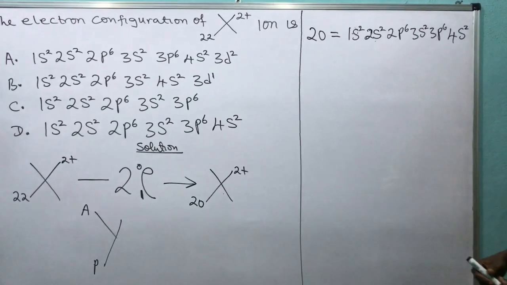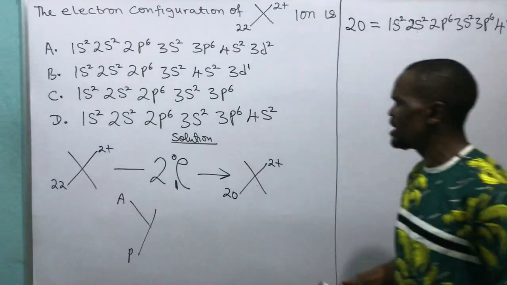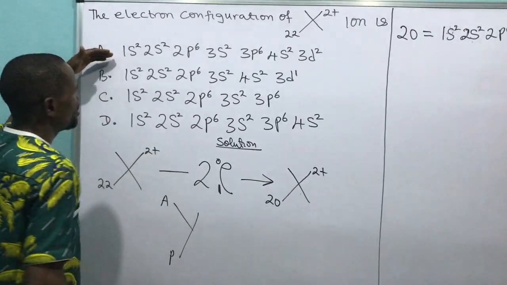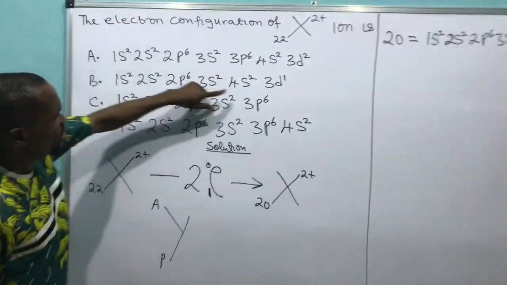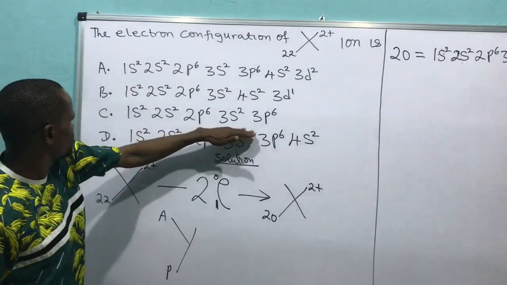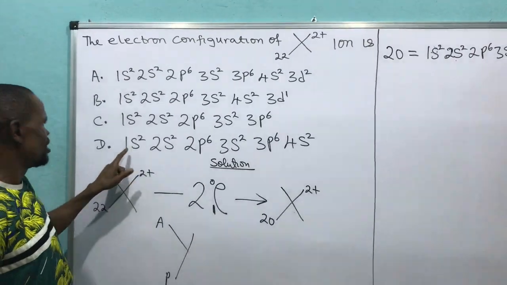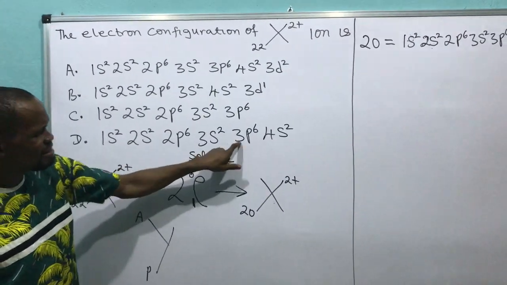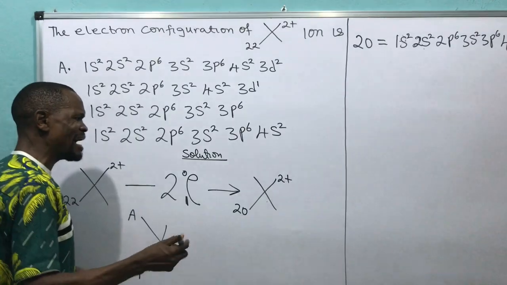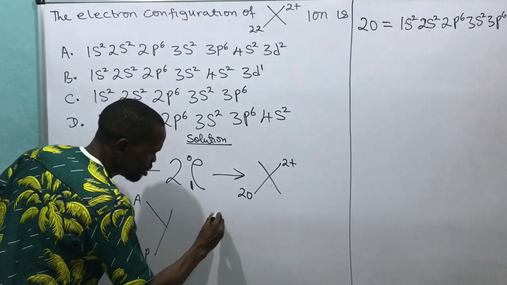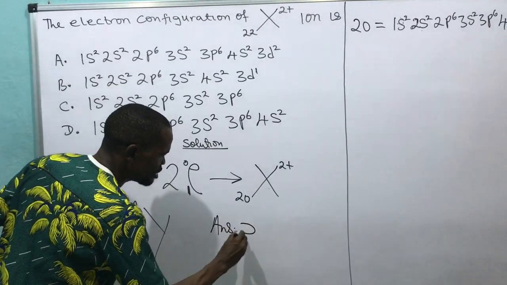When I look at it, I go to the options they gave me. Option A, no. Option B, no. Option C, no. And I look at option D: this, this, this, and that match. So my answer is option D.